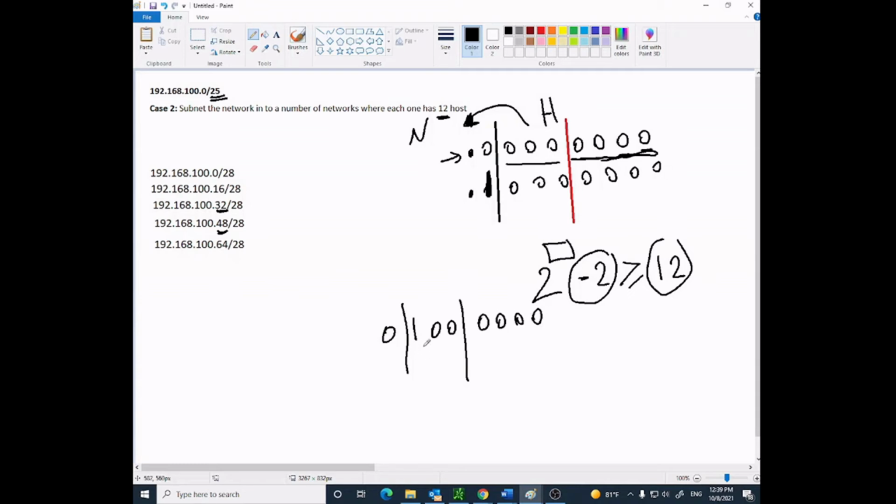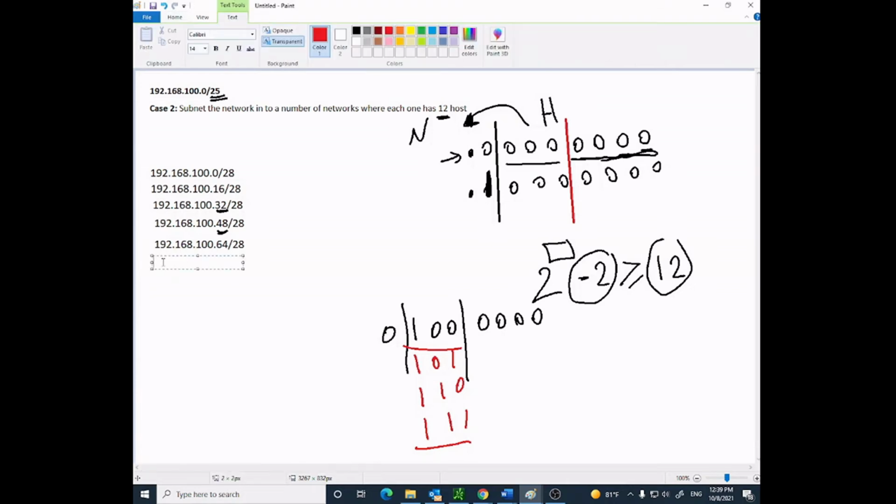Now the other options I can have, and I'm just going to list them here with a different color. I can have 1, 0, 1, and then I can have 1, 1, 0, and then I can have 1, 1, 1. So those are my 3 additional networks that I have to add here to make it work. So I can come here and do that.